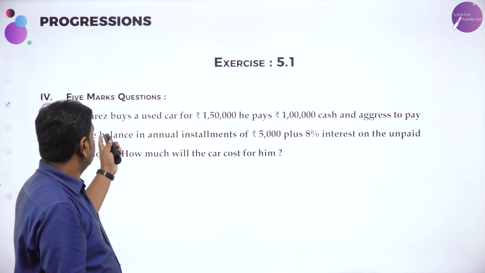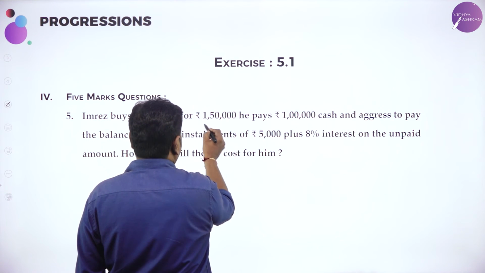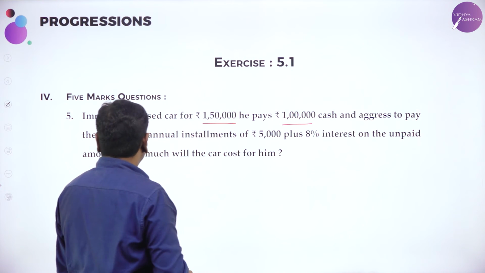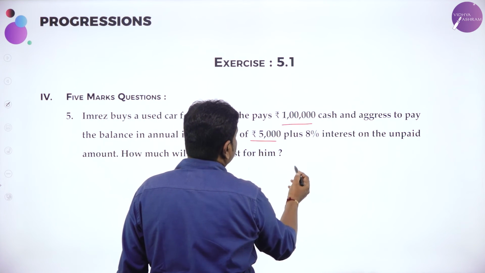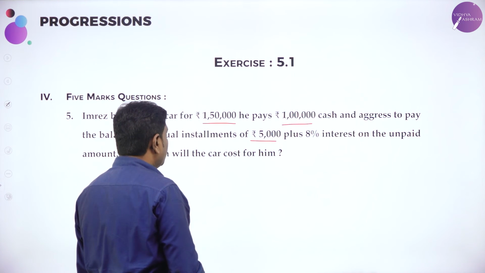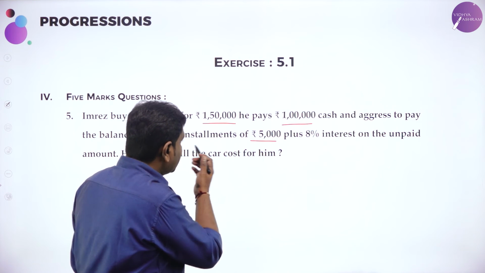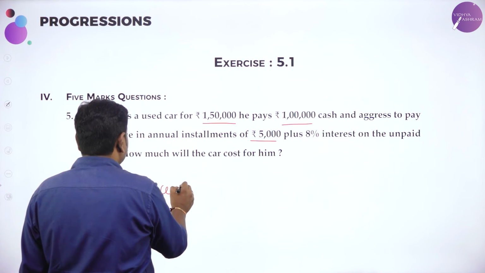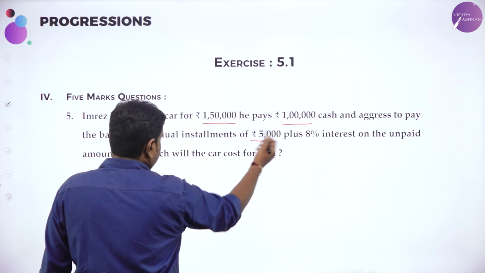So, same. Amraj buys a used car for 1,50,000. He pays 1 lakh cash and agrees to pay the balance in annual installments of rupees 5,000 plus 8% interest on the unpaid amount. How much will the car cost for him? So now balance is what? Balance is total cost minus cash paid.